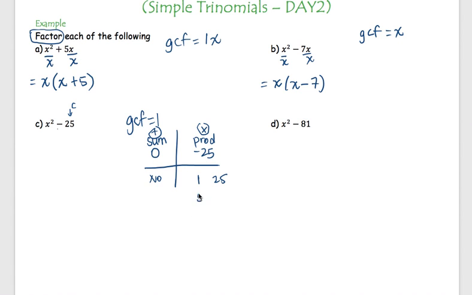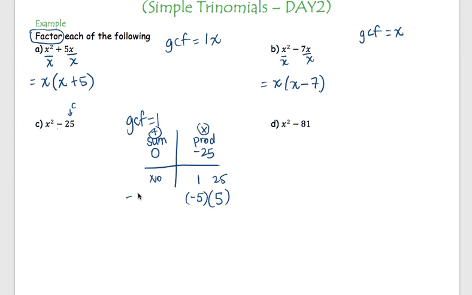So the next two numbers I can think of are 5 and 5. Okay, so if I multiply, I need a -25, right? So I can't have positive and positive. One of them has to be negative. So let's just say we'll make the first one negative. If I multiply +5 and -5 together, I will get -25.